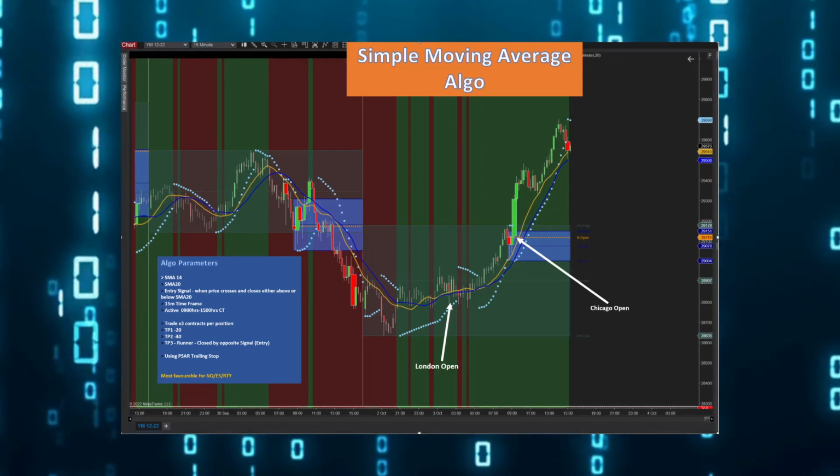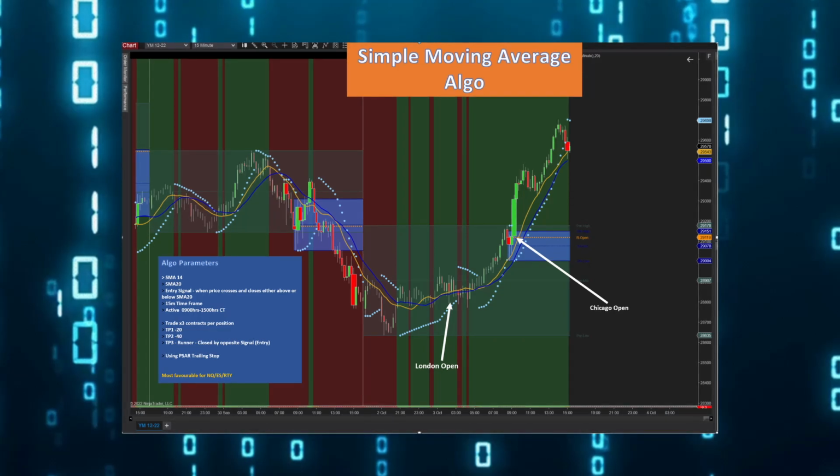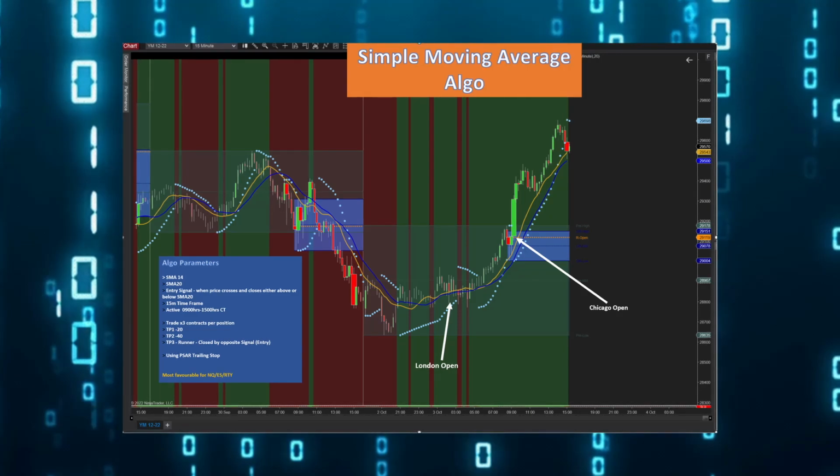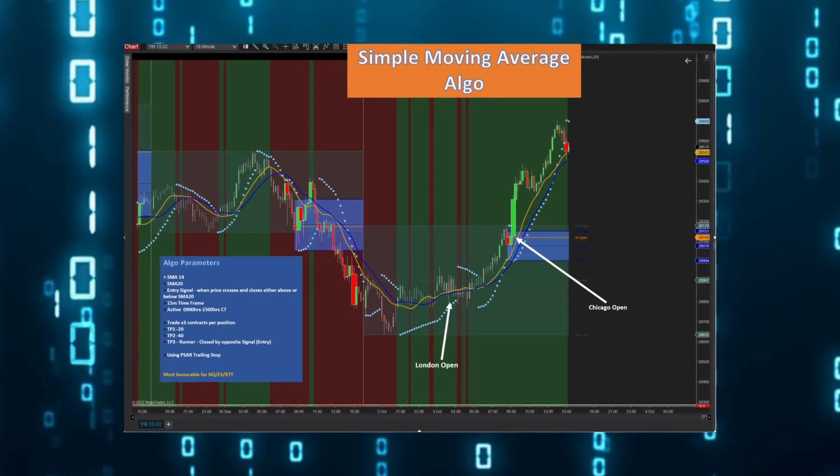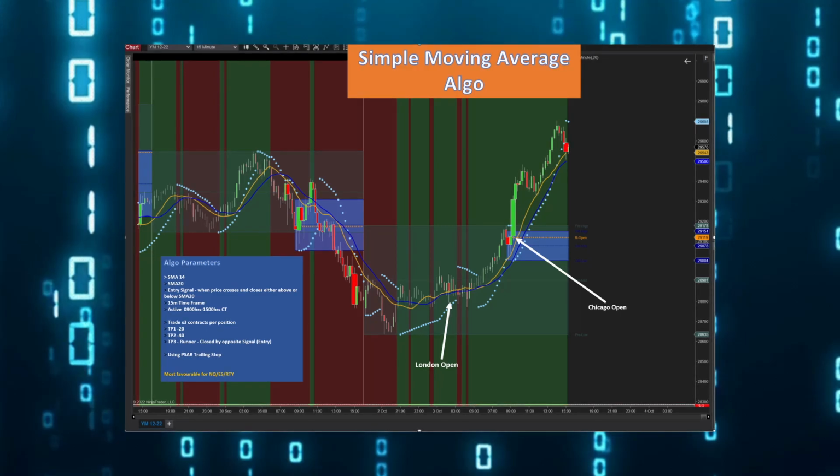Back to the chart. On the chart is the parabolic SAR. I use this as a trailing stop. So basically the algo is an SMA 20 and a parabolic SAR, and that's it. And this is on a 15-minute time frame.